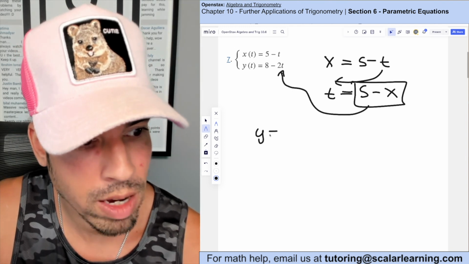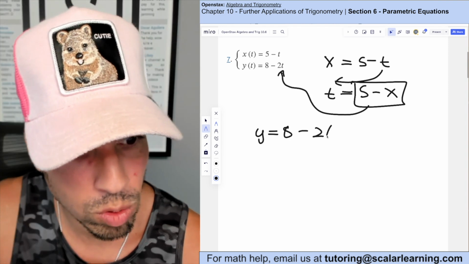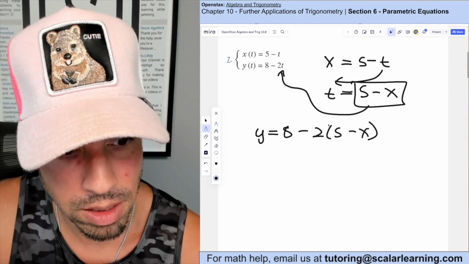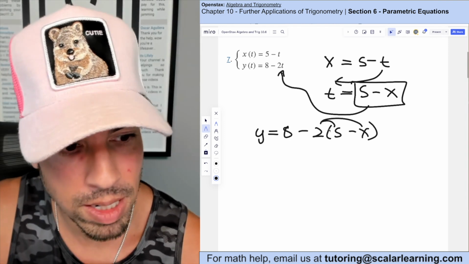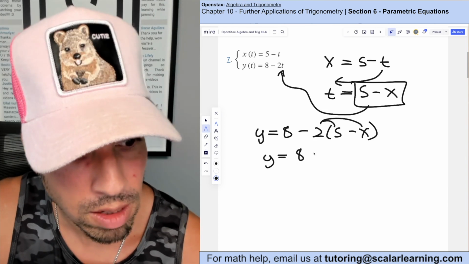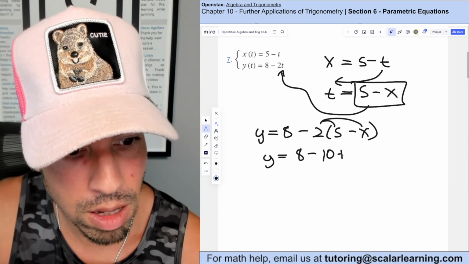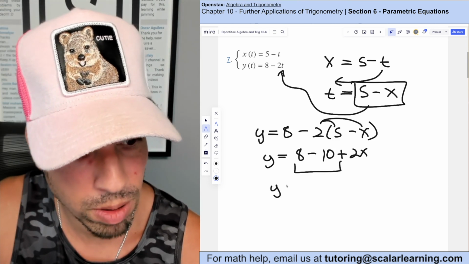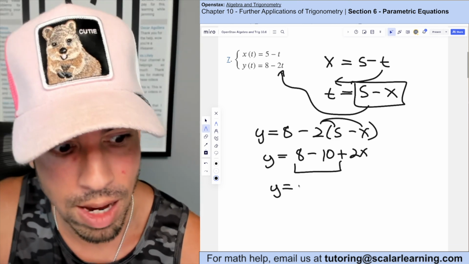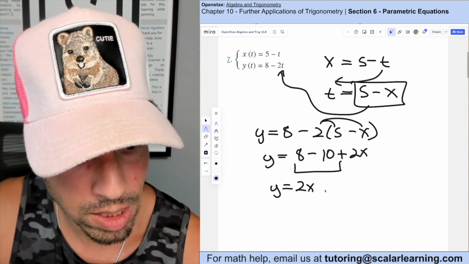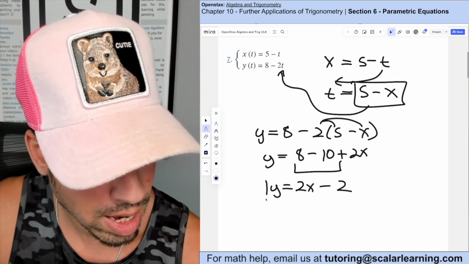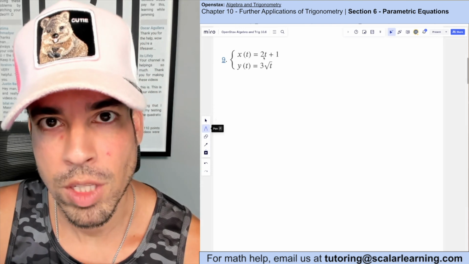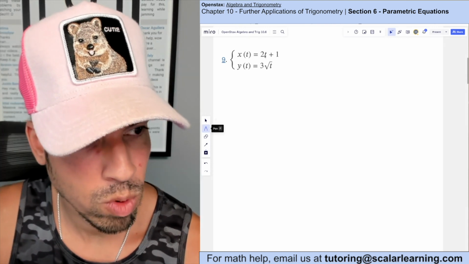So now I have y equals 8 minus 2 times (5 minus x). If we want to simplify, multiply by -2, and we get 8 minus 10 plus 2x. Combine like terms, and we'll put it in a nice slope-intercept form because this is a line: y equals 2x, and 8 minus 10 is -2. That's how you do it. Done.